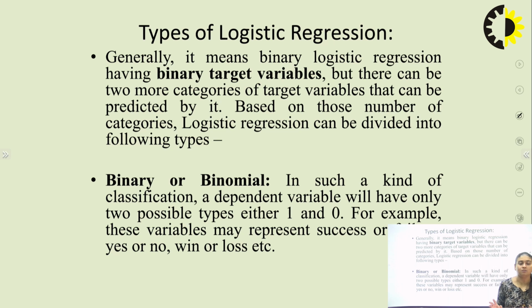First is the binary or binomial. What is binary? Binary means 2. In this kind of classification, the dependent variable will have only 2 possible values. It can be 1 or 0, true or false, red or yellow, it can be anything, but we have 2 possible types. For example, these variables may represent success or failure, yes or no, win or loss, etc. Just as the name suggests, binary, it should stick to 2.